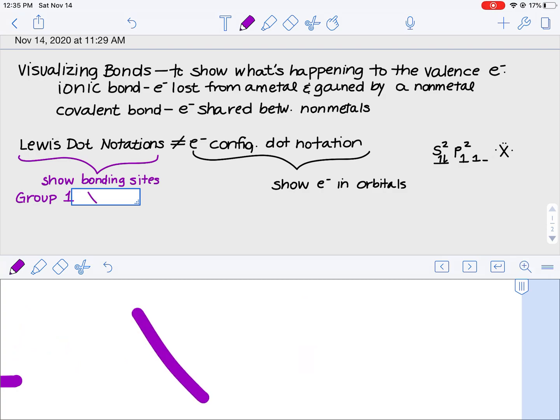The elements in group 1 have one valence electron. Therefore, they will have one dot next to their symbol. And I'm going to use the symbol X because it could mean hydrogen or potassium or francium. Any of those elements from group 1 will have one dot next to their symbol because they have one valence electron.